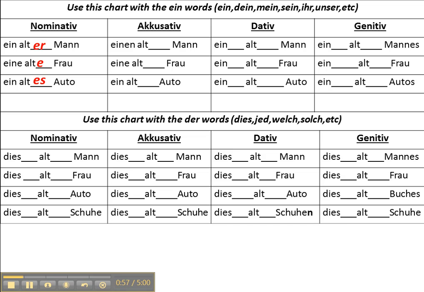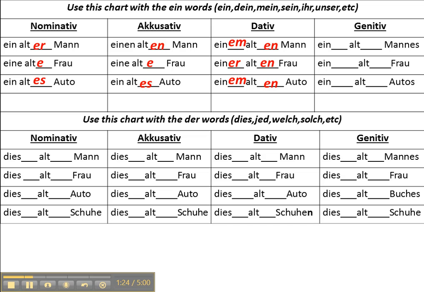The accusative, remember, that's the direct object of a sentence or comes after an accusative preposition. So einen alten Mann, eine alte Frau, ein altes Auto. And you'll notice the only thing that changes are the masculine words. The dative, remember that is an indirect object or after a dative preposition. Einem alten Mann, einer alten Frau, or einem alten Auto. The good news about the dative is the adjectives are all ending in en.